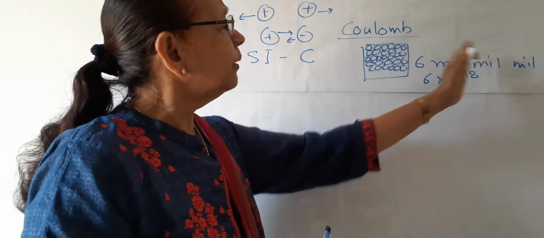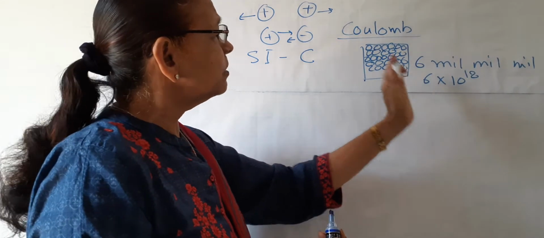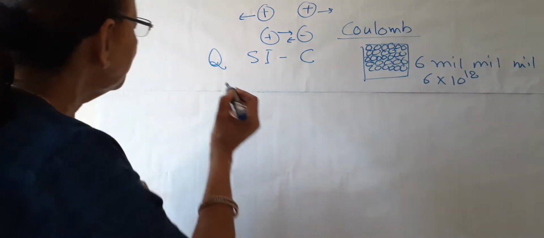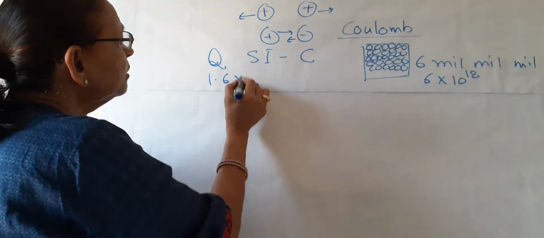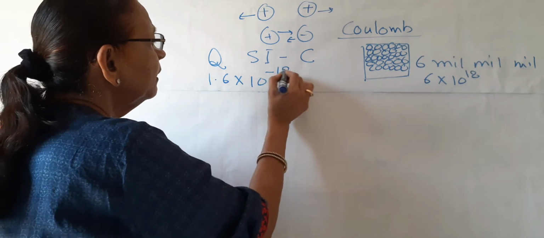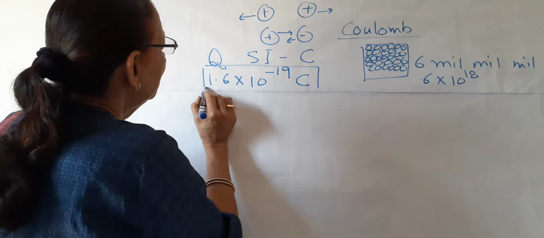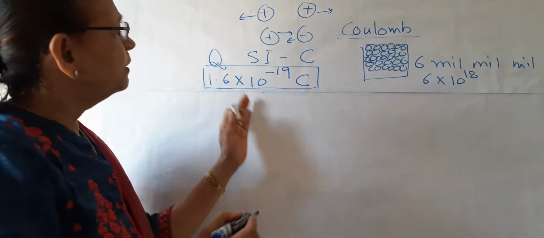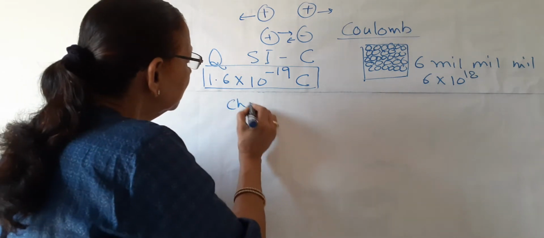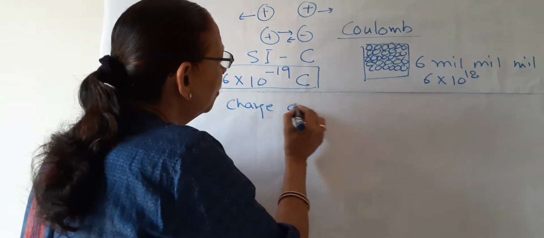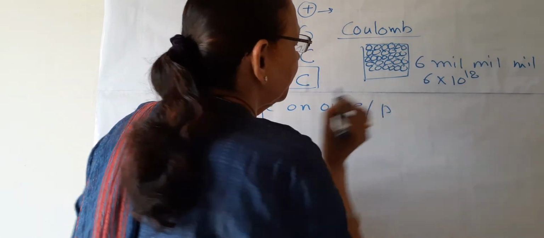Now how do we calculate this? So many electrons or protons are present in 1 coulomb. You should memorize one figure, 1.6 into 10 to the power minus 19 coulomb. You have to learn this figure. What is this? 1.6 into 10 to the power minus 19 coulomb. It is the charge on 1 electron or proton.